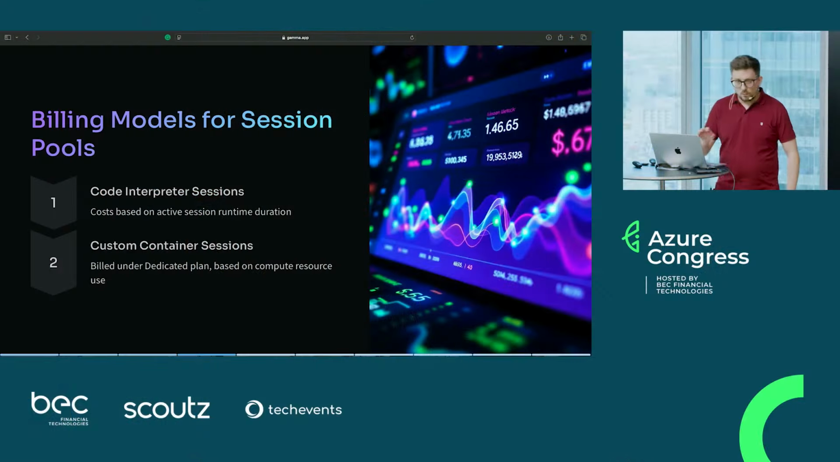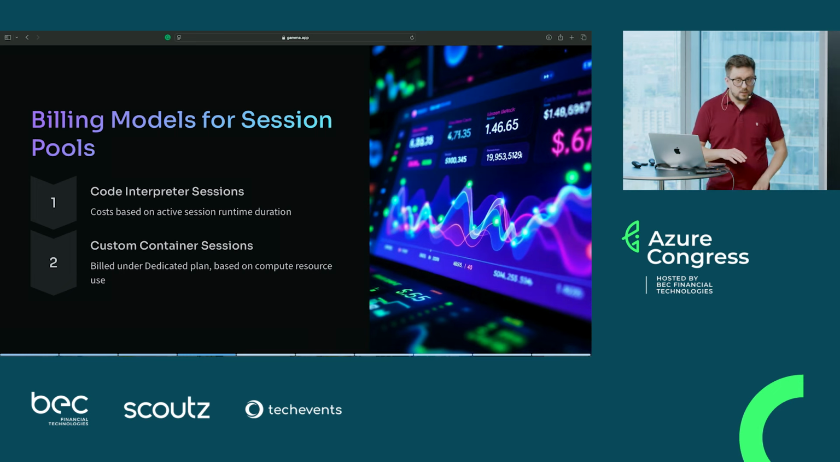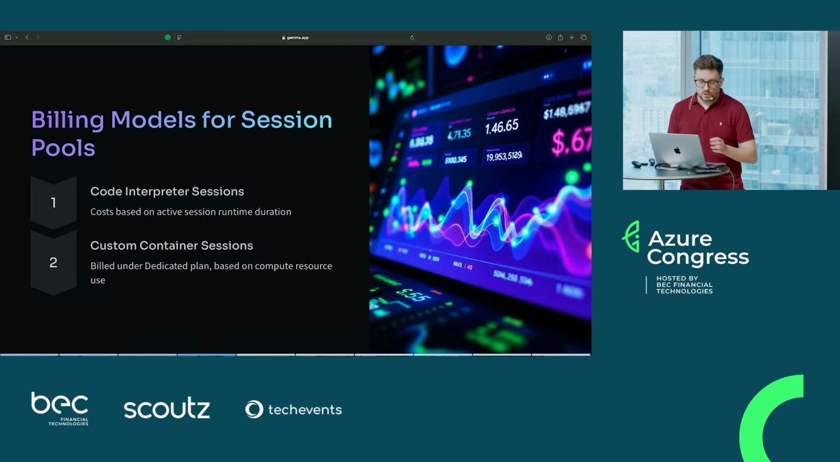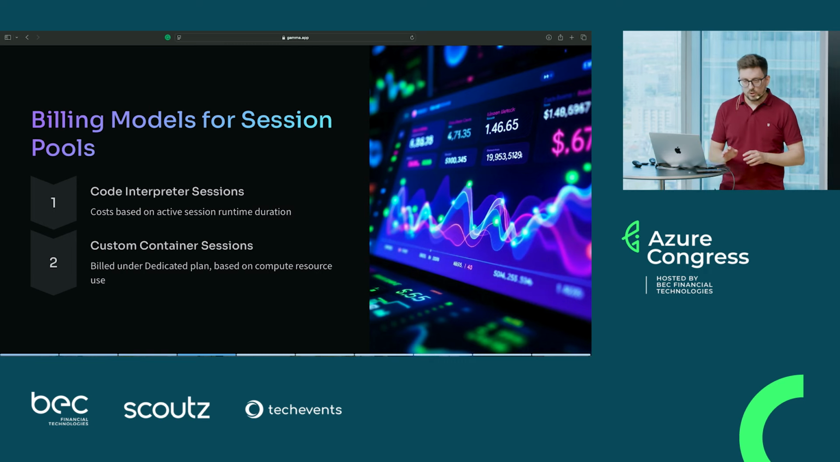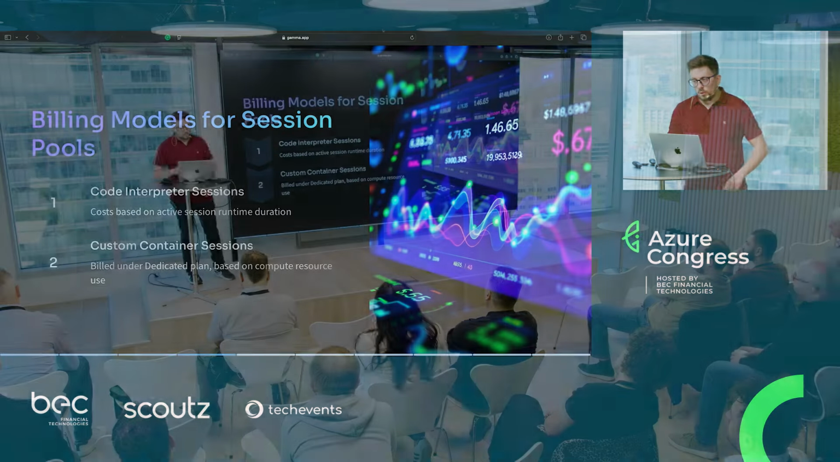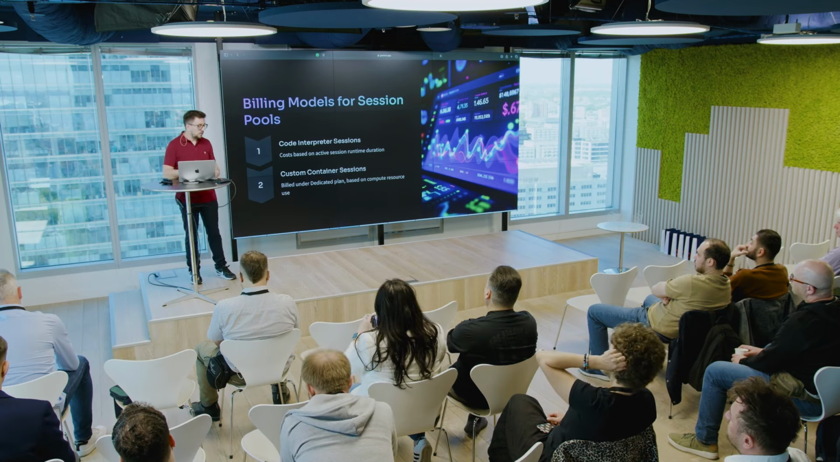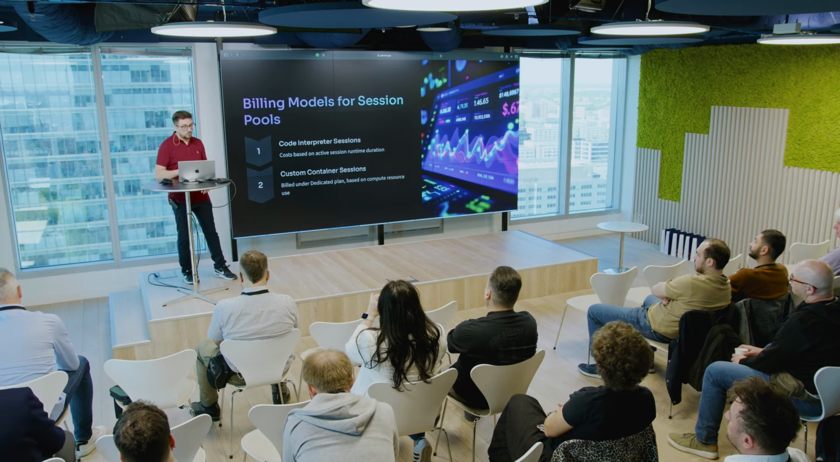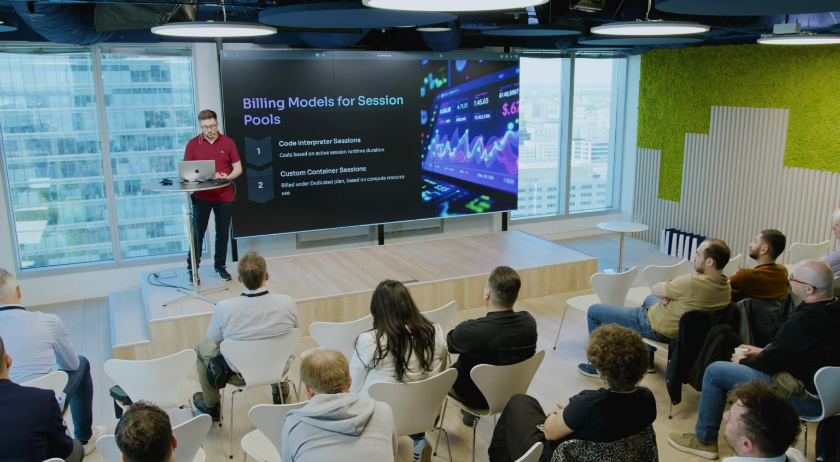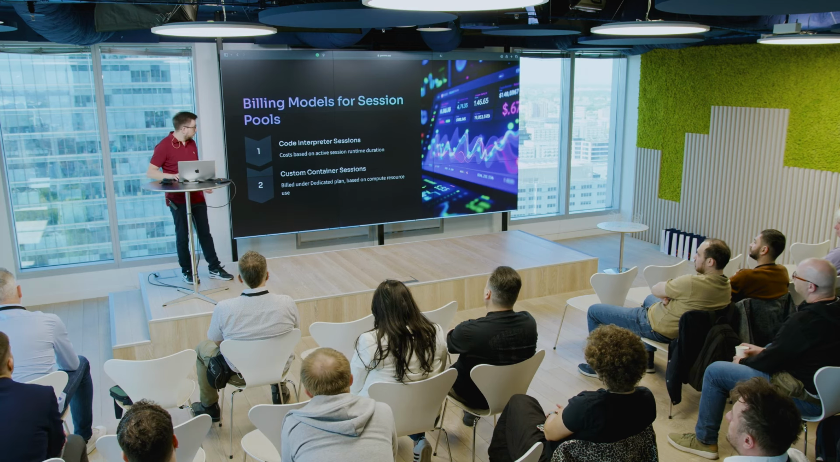Okay, so what about the payment? You have two possibilities. One is the code interpreter session, where you pay for the session duration. This is 3 cents per hour, so pretty cheap. The other solution is to run custom container sessions. Then you pay for the workload you are using, for example, some virtual machine and so on. This pricing depends on how many resources you need, so it's hard to judge how much it will cost you.